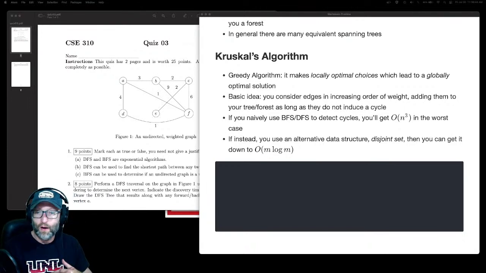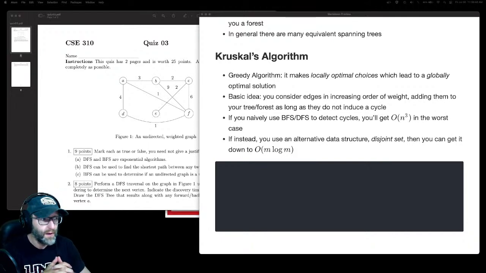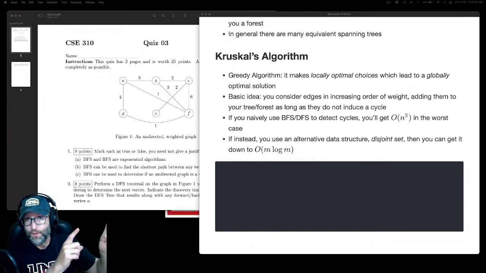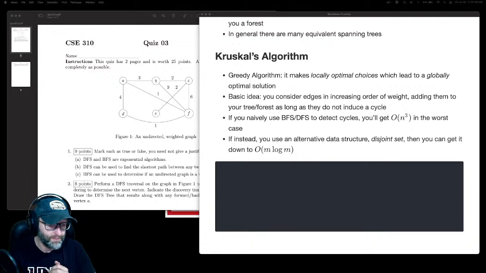Back to our analysis here. If you use this disjoint set idea, then you can get basically down to order m log n by not having to perform a DFS or a BFS over and over and over again. Instead, you would just ask, are they already in the same component? If so, then I don't want to induce a cycle in that same component.